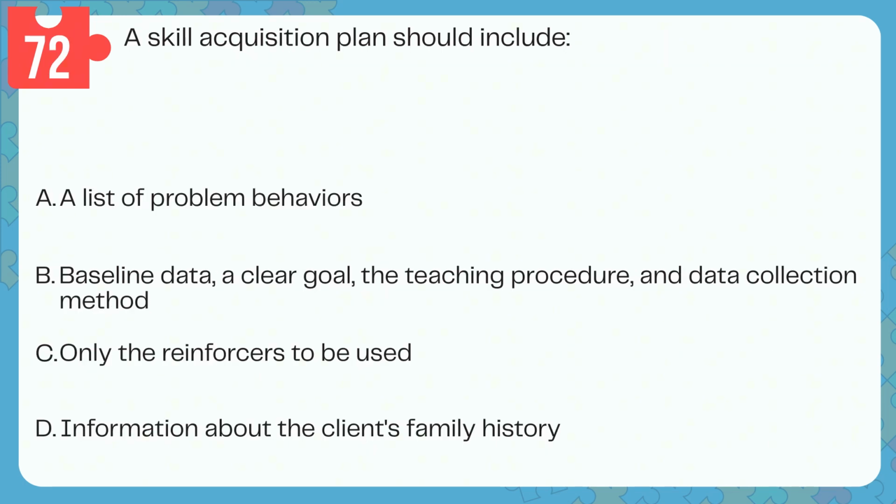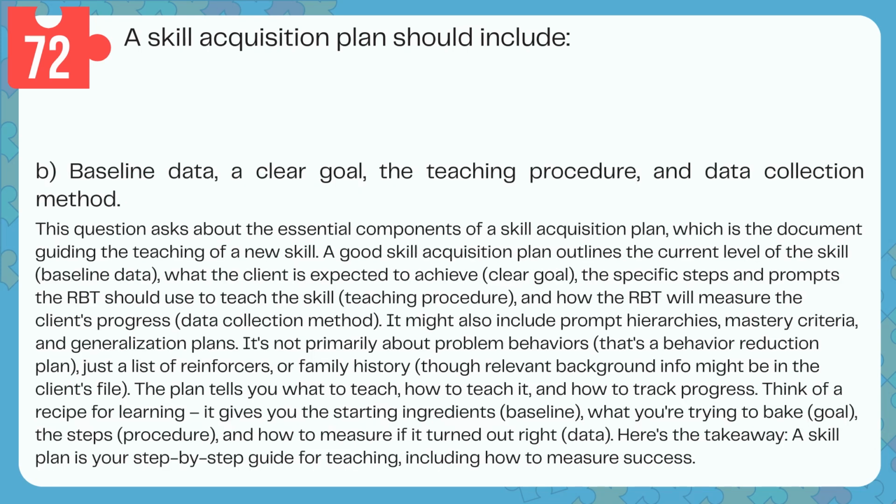Question 72. A skill acquisition plan should include: A. A list of problem behaviors. B. Baseline data, a clear goal, the teaching procedure, and data collection method. C. Only the reinforcers to be used. D. Information about the client's family history. Answer: B. Baseline data, a clear goal, the teaching procedure, and data collection method.